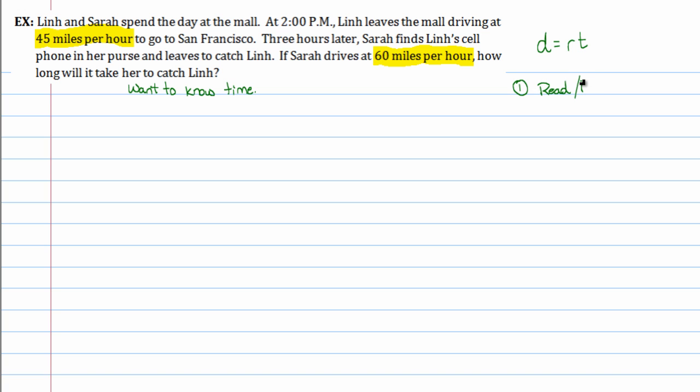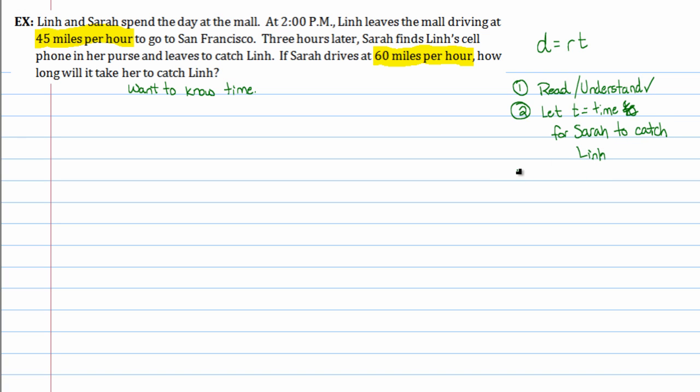So I read the problem, I understand the problem. I'm not really going to draw a picture for this. I mean, I suppose I could, but it would look like 2 lines. It wouldn't really do very much for me. The second thing I'm going to do here is label the unknowns. I'm going to let t equal time to catch up. Maybe I should even be more explicit. Let's see, time for Sarah to catch Lynn. That's very specific, and that's good. And you'll see why in a moment.